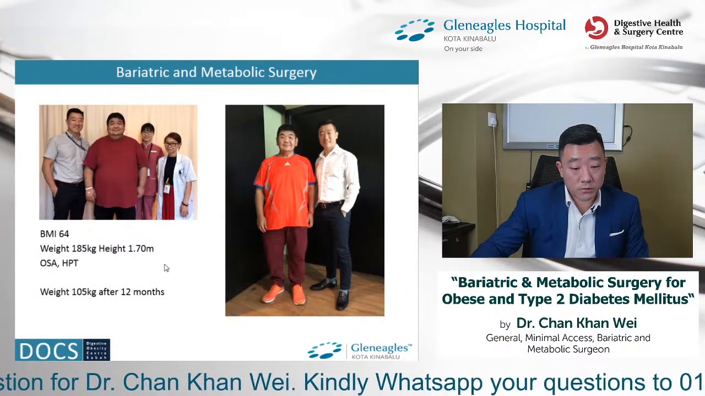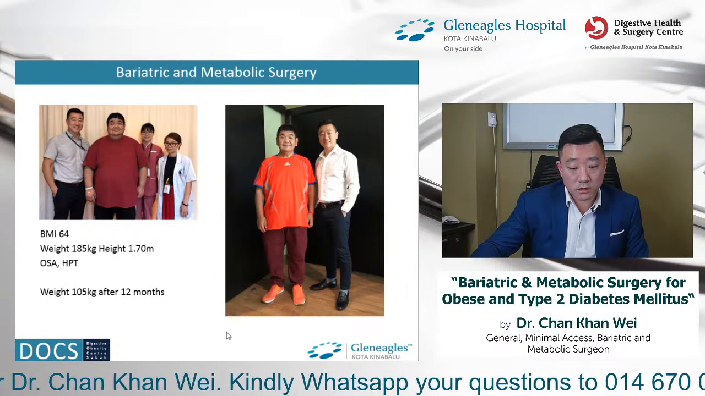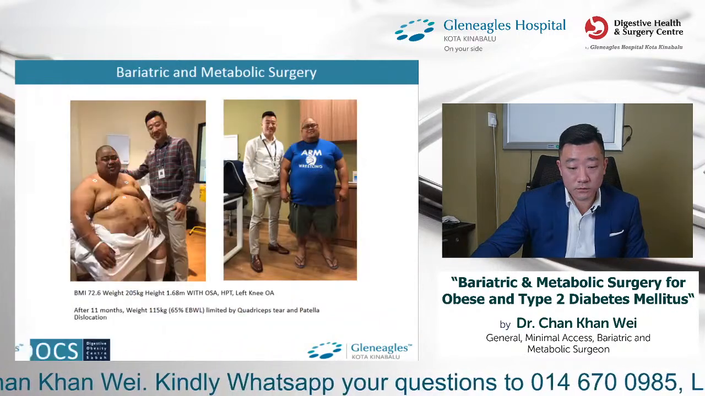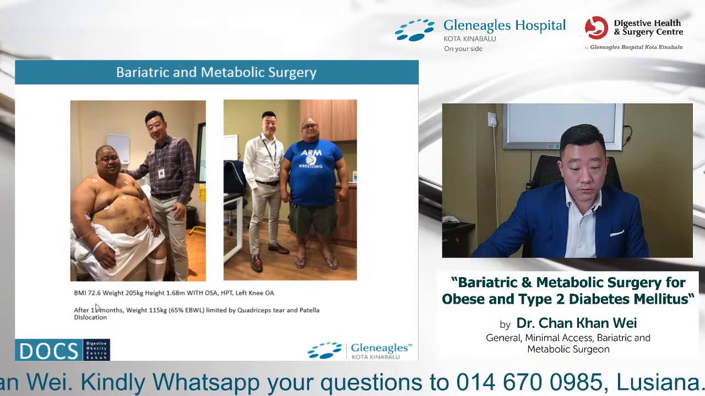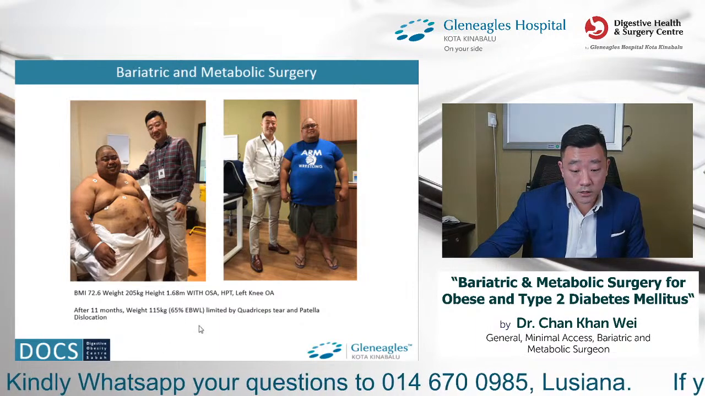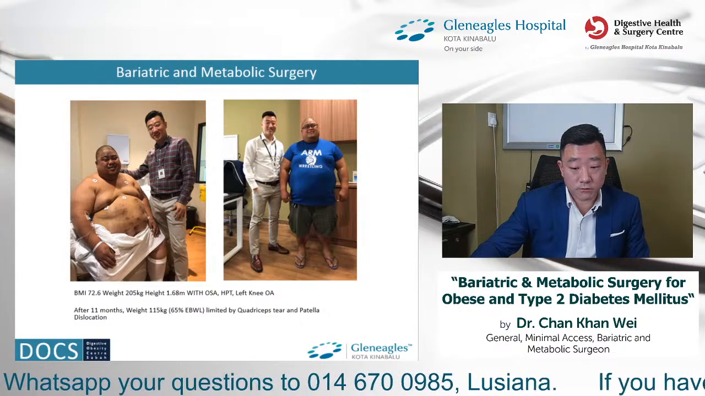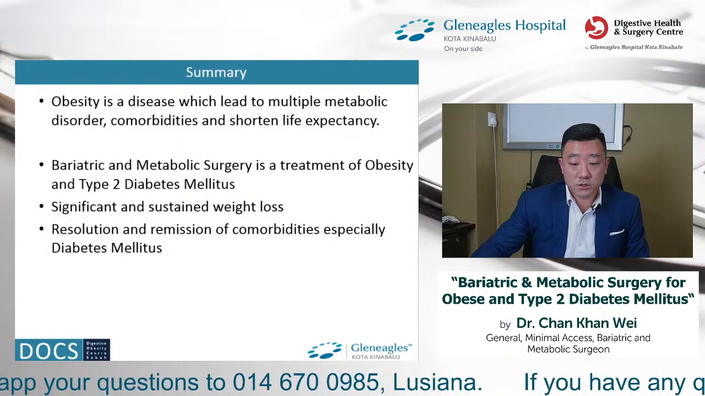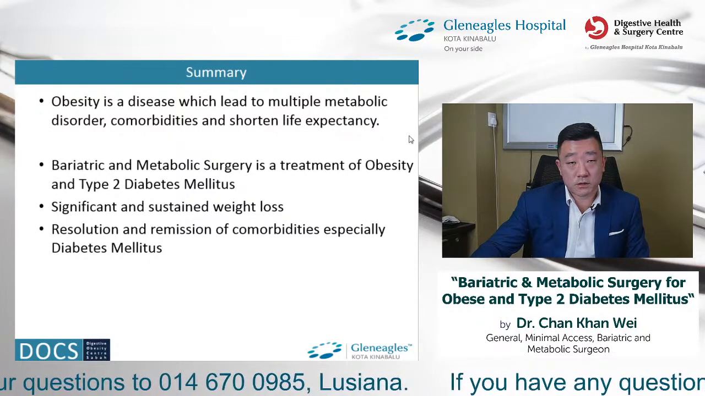One of our heavier patients, BMI 64, who had OSA and hypertension, after 12 months was able to reduce his weight below 100 kilos. And one of our heaviest patients is BMI of 72.6, and we definitely had to resort to gastric bypass, not sleeve alone. He's able to reduce his weight to less than, I think it should be about 105 now, after 12 months. So in summary, obesity is a disease which leads to multiple metabolic disorders, comorbidities, and shortened life expectancy.